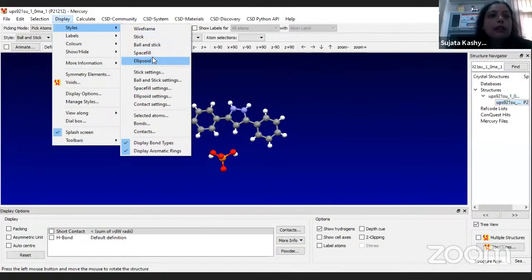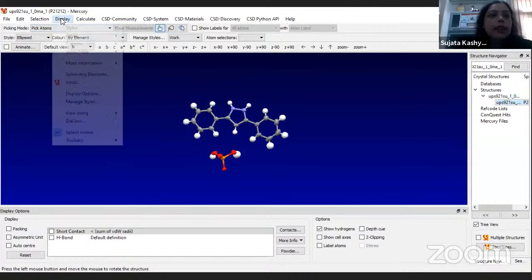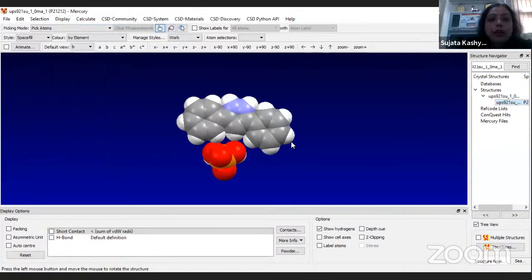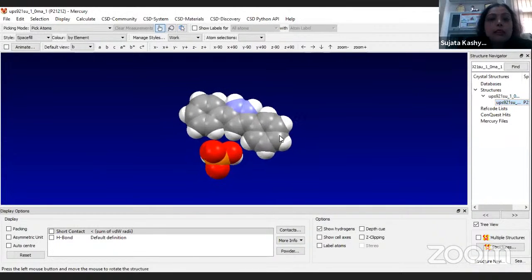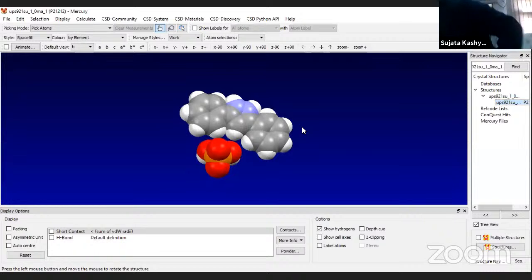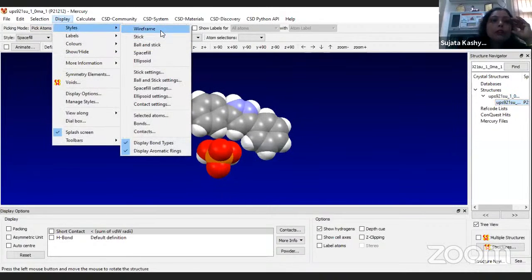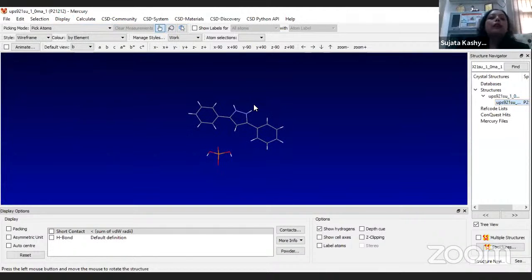Then we'll go and see the ellipsoid model. Ellipsoid model is there. Then comes space fill model. Here is the space fill model, which gives a complete electron density around the molecules. This is the space fill model. Here we give the complete electron density around the atom. So these are the ways to see the molecules. These are the different models through which we can depict our molecule.